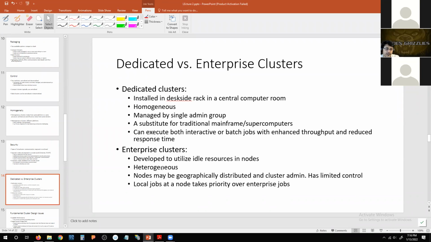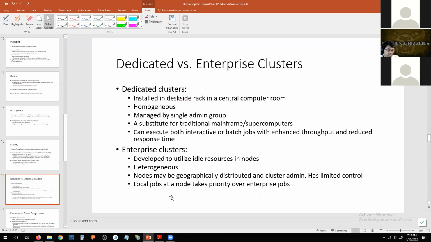So all the nodes are going to be heterogeneous in nature. They may or may not be geographically distributed. And there can be a singular cluster administrator. That means you can have a centralized point of administration, or you can have a distributed administration as well. That is, you can have subsets or subnets of different clusters being managed by different entities. But keep in mind that the administrator doesn't have much control over these nodes, because these nodes have different ownership entities, and the local jobs are going to take priority over the enterprise job.